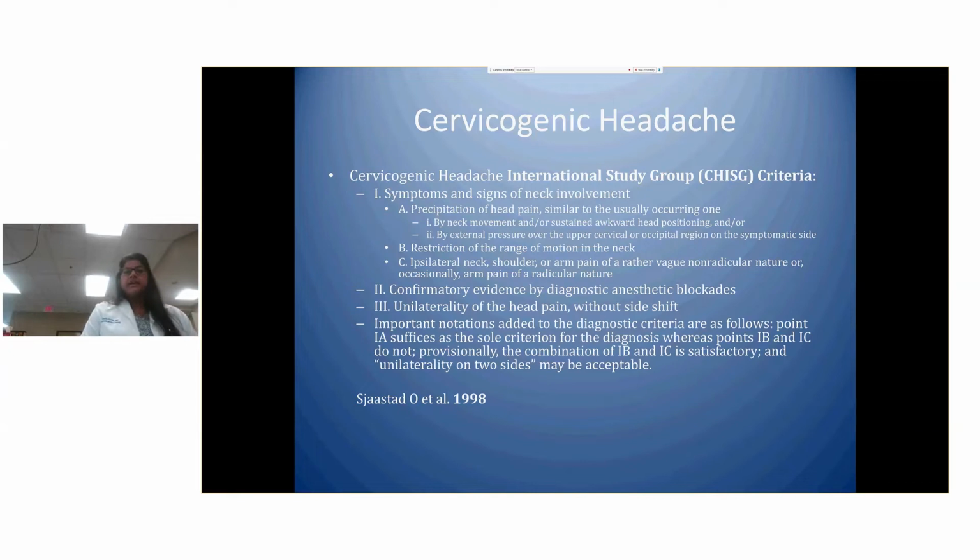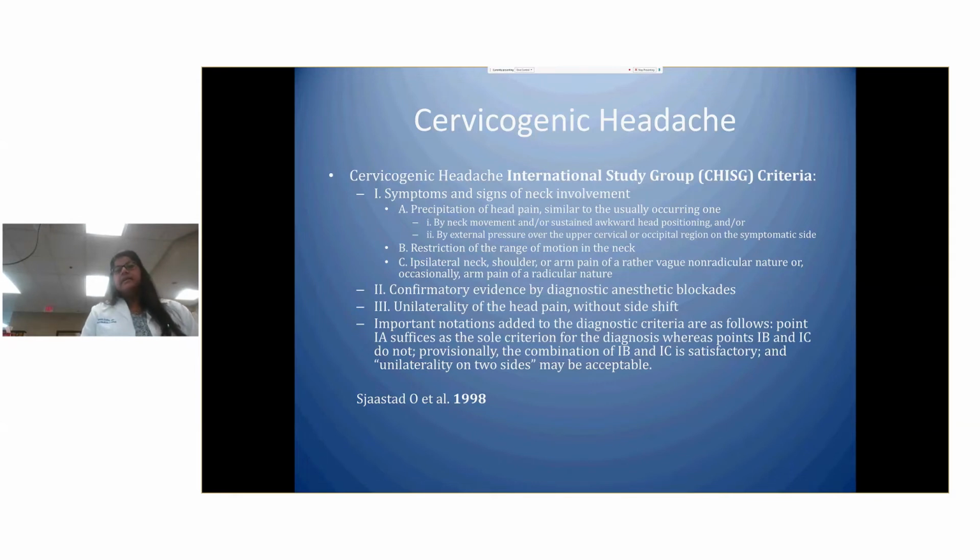The neck range of motion, again, is restricted. The pain is ipsilateral, located in the neck, shoulder, or arm, ipsilateral to the headache, that is. And it can be non-radicular or it can be radicular in nature. It's also confirmed by diagnostic anesthetic blockade. And number 3, the unilaterality of the head pain without side shift, that's kind of a key point in the cervicogenic headache international study group criteria, which is a little bit different than the other criteria which we went over on the previous slides.